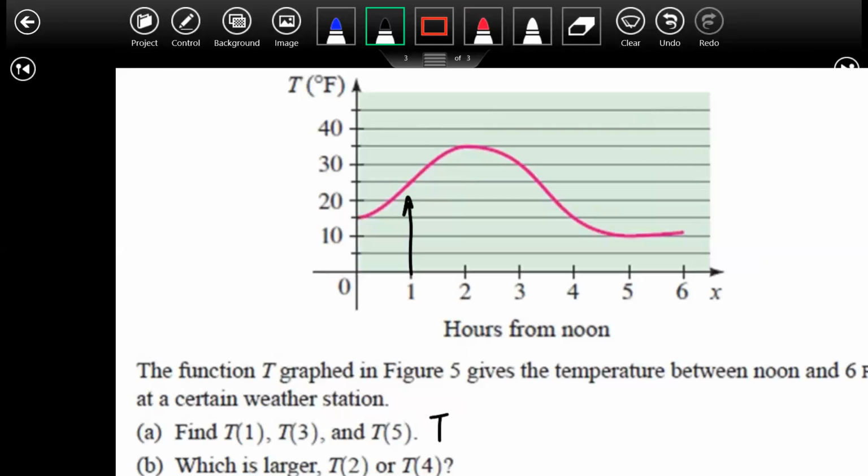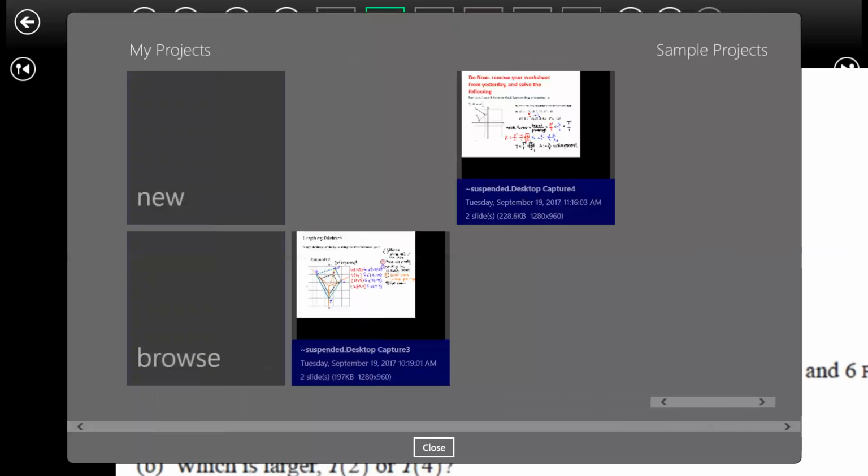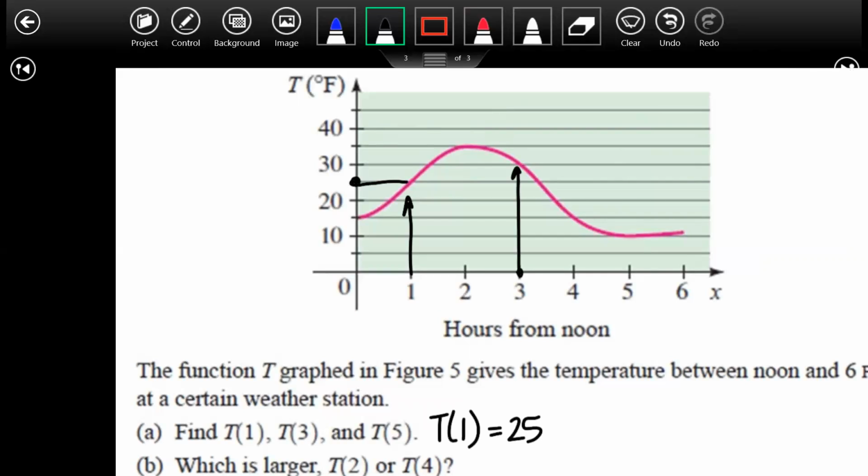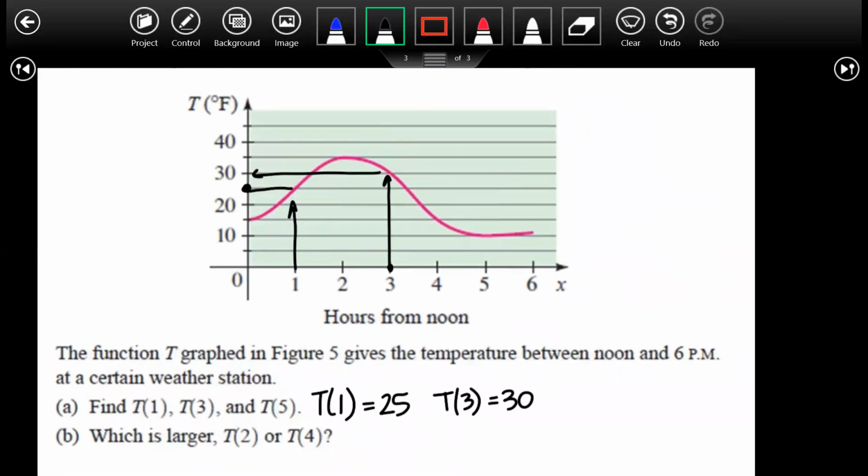T1 represents an input at 1 hour. At that 1 hour mark, we have an output of what? 25. So we're just looking at inputs and outputs. And then if we do T3, where the input is at 3, we can look at an output of 30. And then an input at 5, output at 10. Are these easy to do? Yeah.